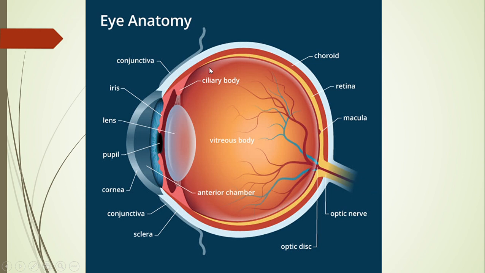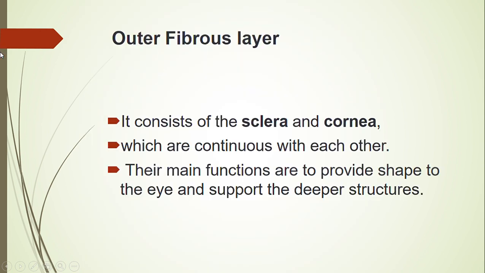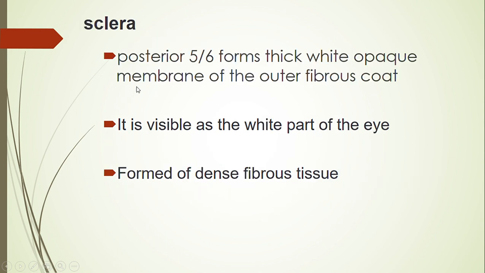So these are the layers: the outer fibrous layer, the middle vascular layer and the inner nervous layer. The outer fibrous layer consists of the sclera and cornea, as I told you earlier, which are continuous with each other. Their major functions are providing the shape of the eyeball and supporting the deeper structures. The external most protective layer is the sclera and cornea. The posterior 5/6 is formed by the white opaque membrane, the sclera. It is visible as the white part of the eye, formed of dense fibrous tissue.